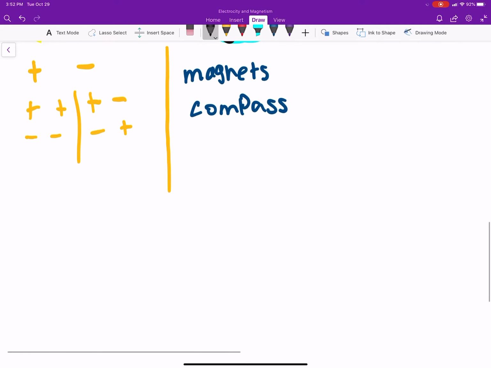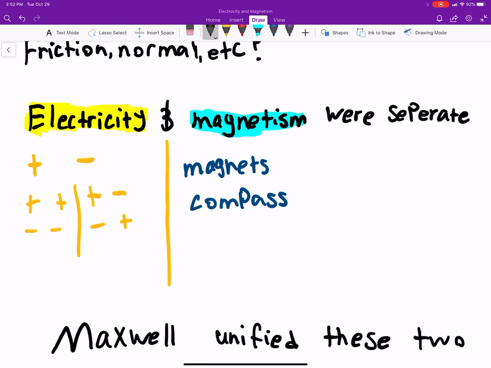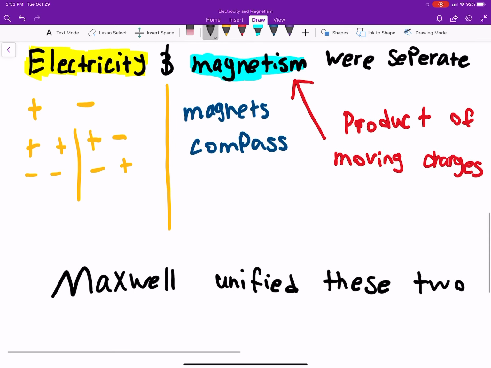Well, a lot of smart people, and we usually give credit to Maxwell, unified these two, which we learned in our second semester of physics with Maxwell's equations. So it turns out electricity and magnetism are really all of the same thing. Magnetism is really just a product of moving charges. Obviously they're different, but they're the same branch. And Maxwell showed that if you have moving charges, that's really all we're working with there.